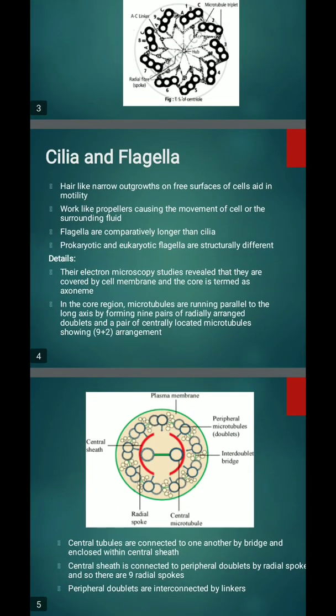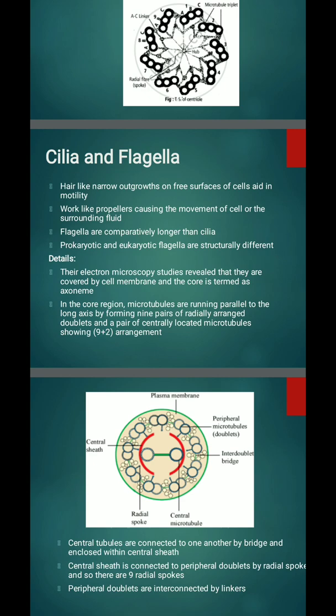Okay, so what is cilia basically? Cilia are hair-like projections, narrow-shaped outgrowths on the free surfaces of the cell, and they mainly aid in the movement of substances from one place to another. They are typically present on the cells in the ductal system, and they help in the travel of material in one specific direction.